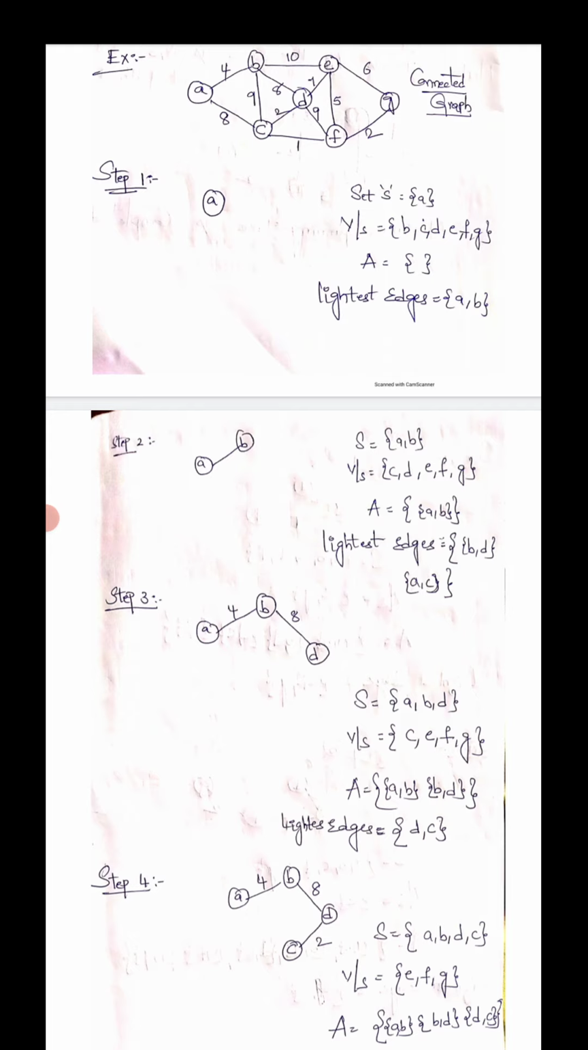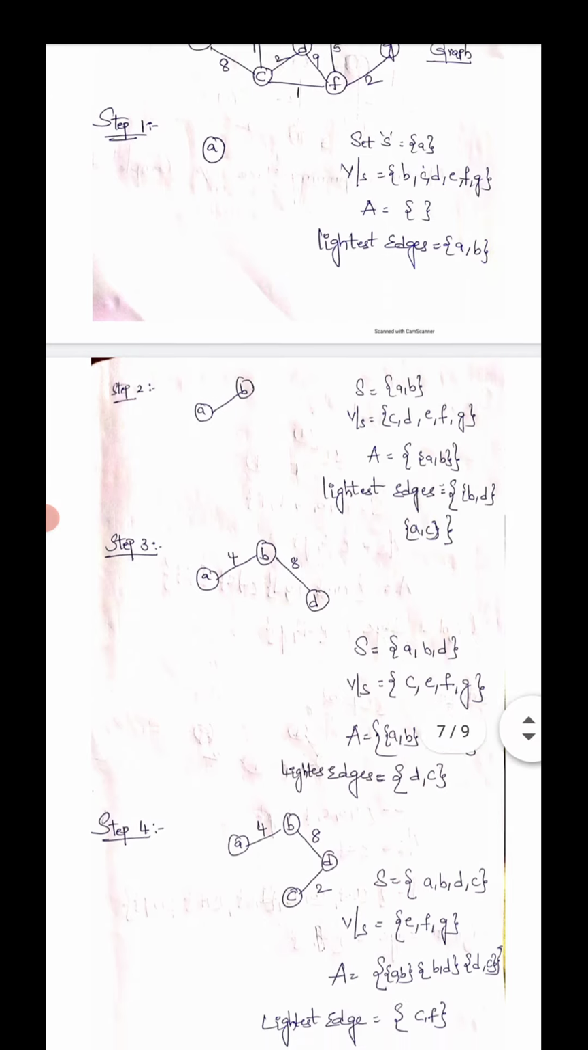Which one is the smallest weight of the edges? D to C is the smallest weight of that edge. That's why we have to write it as D comma C is the lightest edge here. The minimum possible weight of that edge is 2.